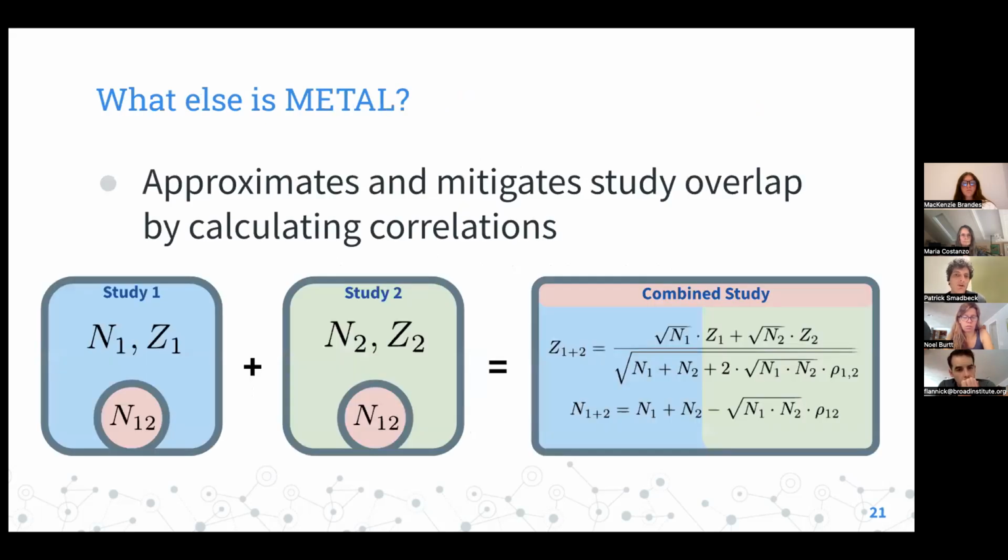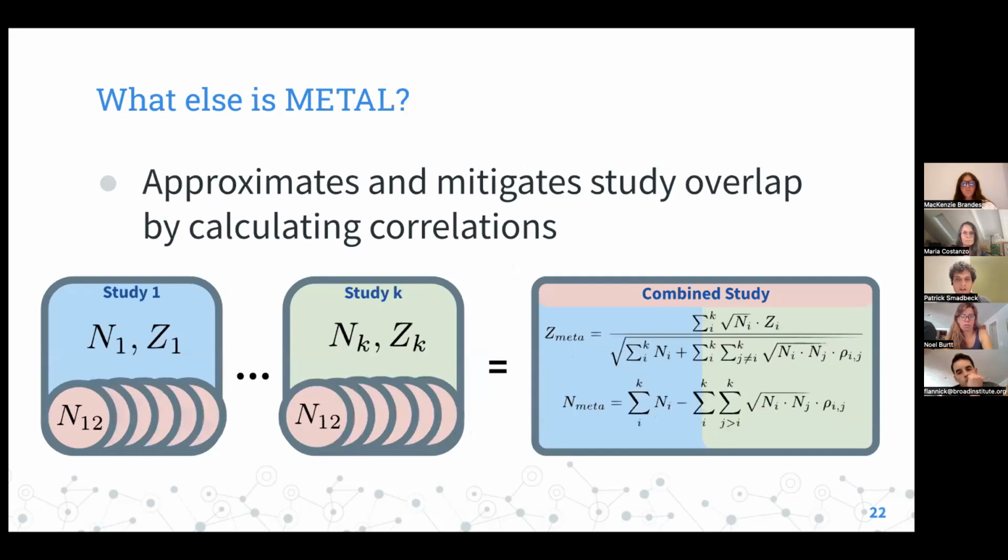What you end up with is a new approximation: as long as you know a good value for this correlation, you can figure out better values for the combined studies, both the effective sample size and the z-scores. And ultimately, it's the same thing if you have K studies. It's fairly simple to extend this to a number of different studies, again by knowing the correlation between each of the individual studies. You can figure out what a good meta-analysis z-score and effective sample size should be.